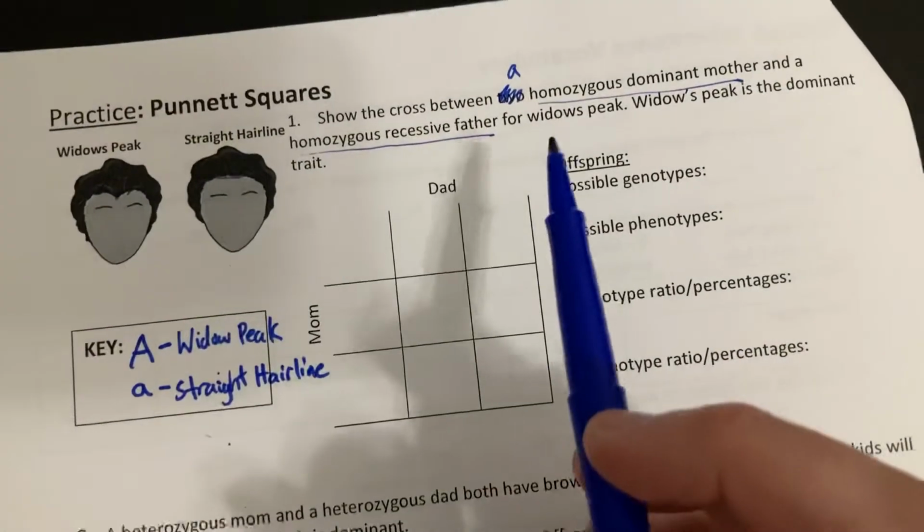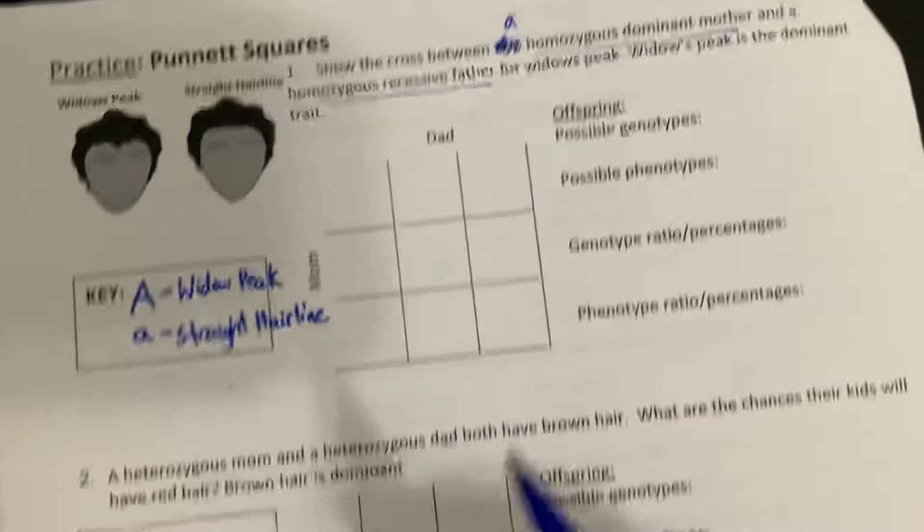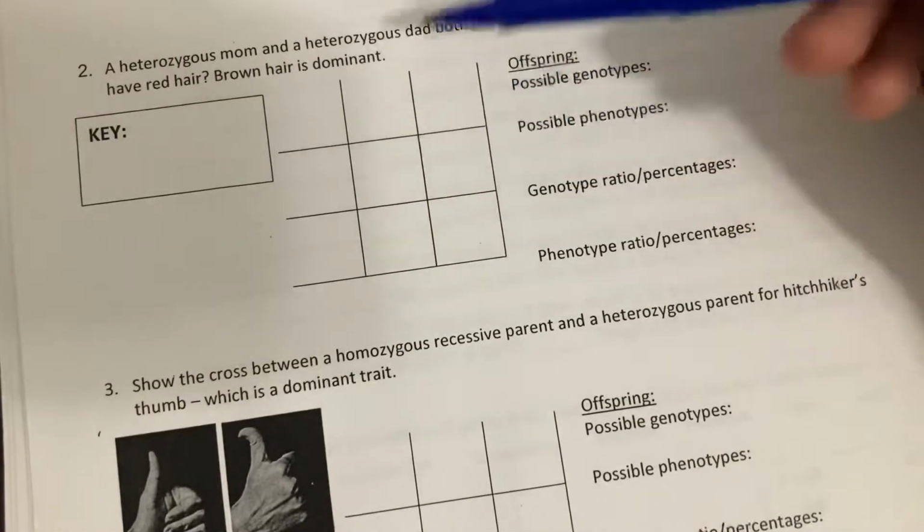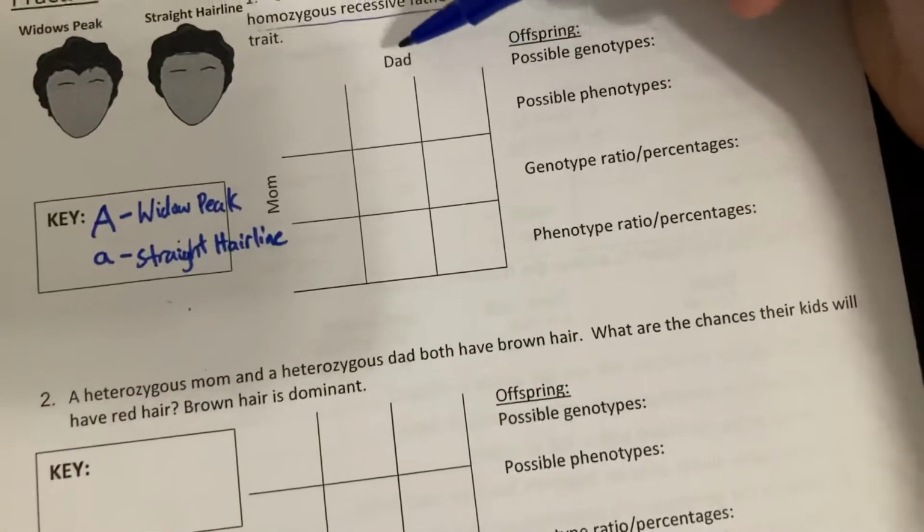All right, and here we got the mom and dad. Notice over here, it doesn't label mom or dad. You can make it either one. In this case, let's just label the dad up here.